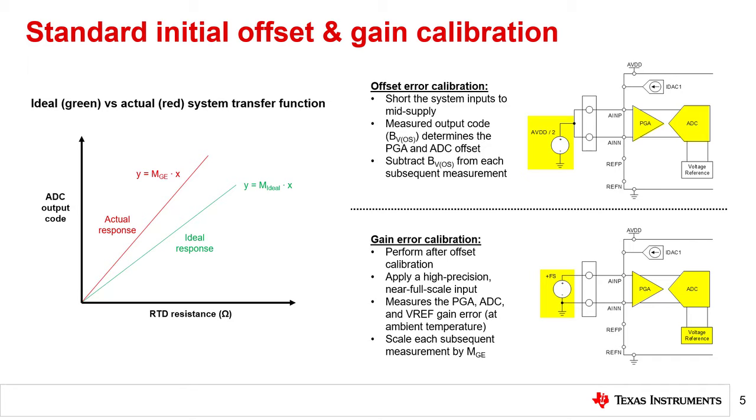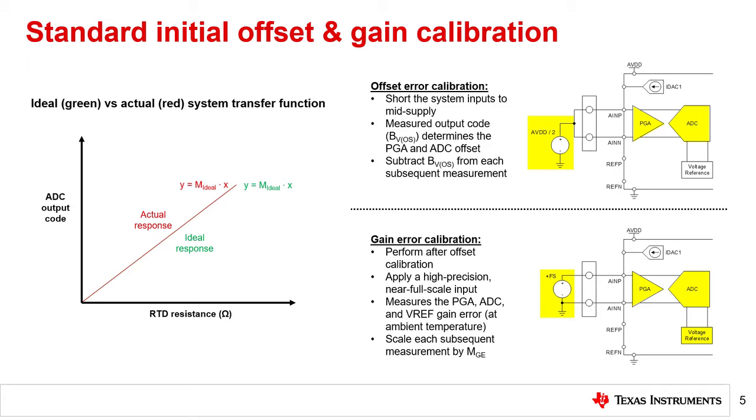Finally, each subsequent measurement is multiplied by the scaling factor derived from this process. Performing this action rotates the actual response in red toward the ideal response in green. Now, both responses have the same slope and y-intercept, and the system is calibrated.